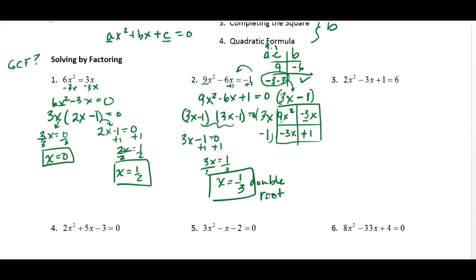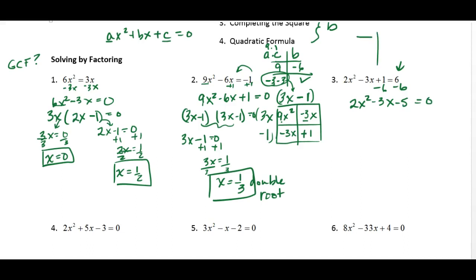All right, number 3. It looks like a trinomial, but it's not equal to 0. So we need to move this 6 over. And when I do, I get 2x squared minus 3x minus 5 equals 0. So I need to do that whole box thing again.